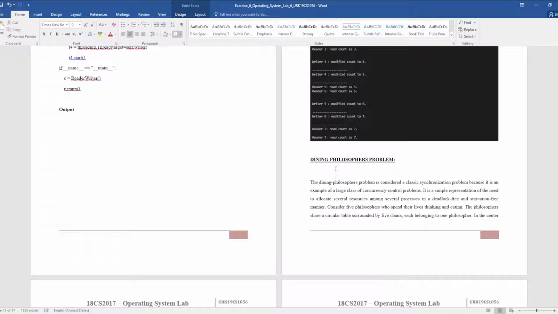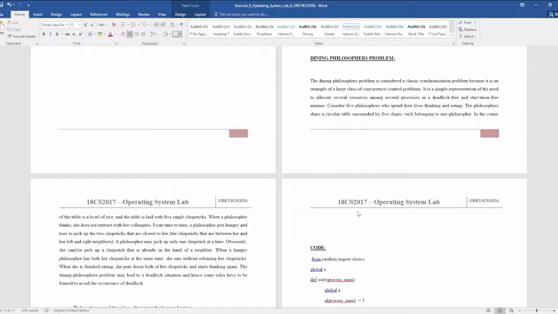The third and last problem is the Dining Philosophers problem. The Dining Philosophers problem is considered a classic synchronization problem. It is a simple representation of the need to allocate several resources among several processes in a deadlock-free and starvation-free manner. Consider an example of five philosophers who spend their lives thinking and eating. The philosophers share a circular table surrounded by five chairs, each belonging to one philosopher. In the center of the table is a bowl of rice.